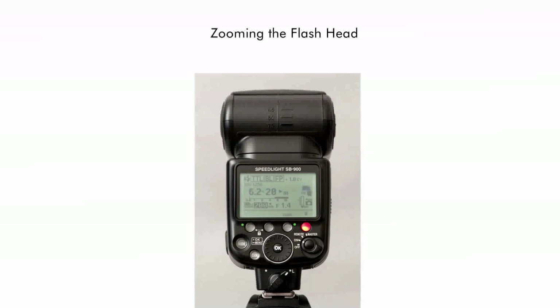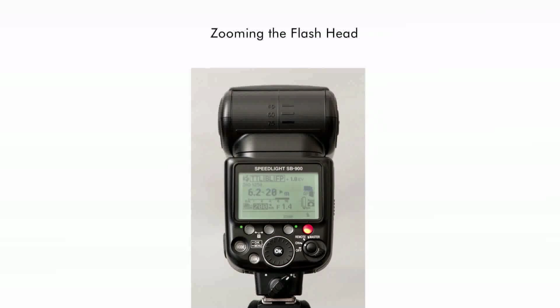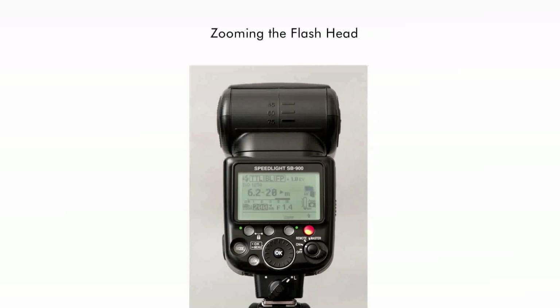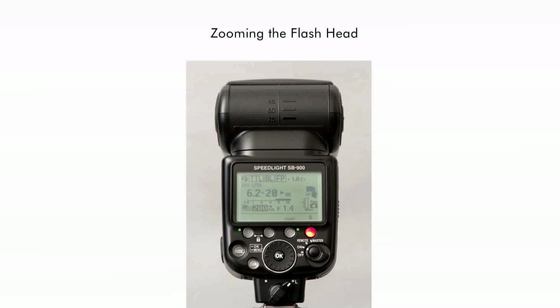A Speedlight zoom helps its flash coverage match the angle of view of your lens. Your flash will automatically detect the focal length of the lens and adjust the flash head accordingly. You can also set the zoom focal length manually for creative purposes. The flash shown here is set to 200 millimeters.